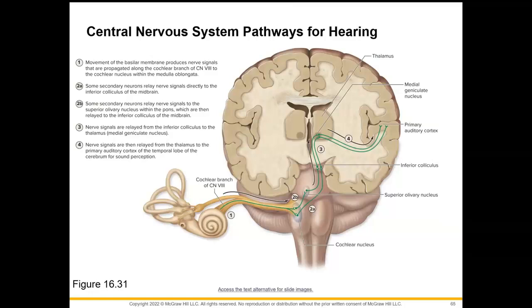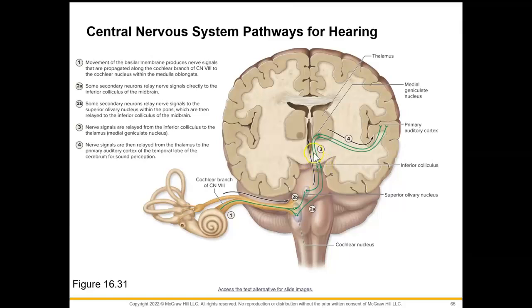Now let's talk about the central nervous system pathway for hearing. So we ended up sending that sound information through this cochlear branch, which then is going to travel over to our cochlear nucleus, and then another neuron will take one of those signals over to the superior olivary nucleus, which then will travel over to the inferior colliculus. The other branch is moving from the cochlear nucleus directly over to the inferior colliculus.